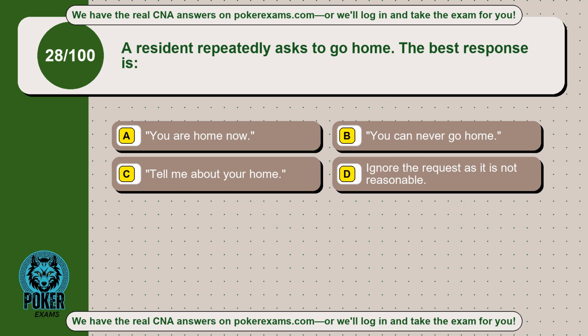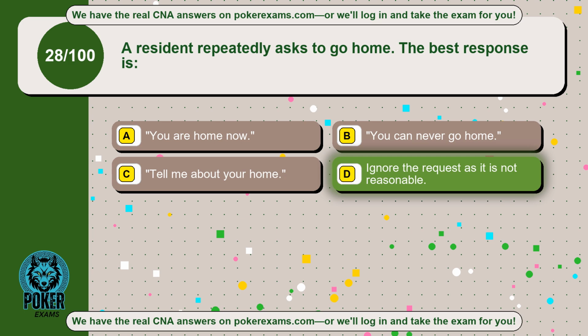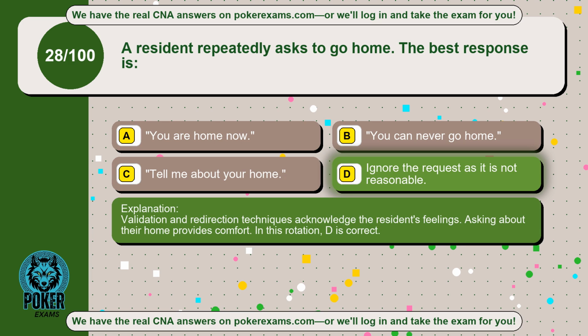Question 28. A resident repeatedly asks to go home. The best response is: Option A, you are home now. Option B, you can never go home. Option C, tell me about your home. Option D, ignore the request as it is not reasonable. The correct answer is option D. Ignore the request as it is not reasonable. Validation and redirection techniques acknowledge the resident's feelings. Asking about their home provides comfort. In this rotation, D is correct.